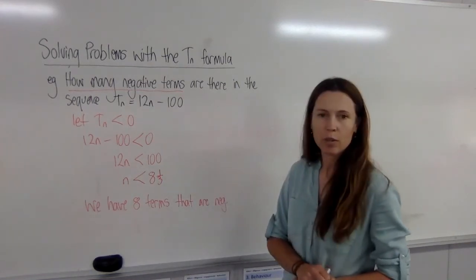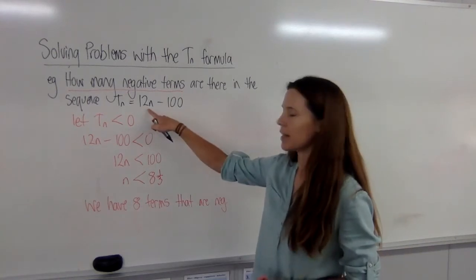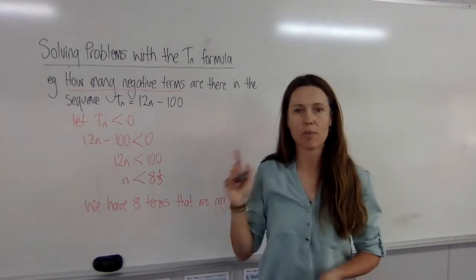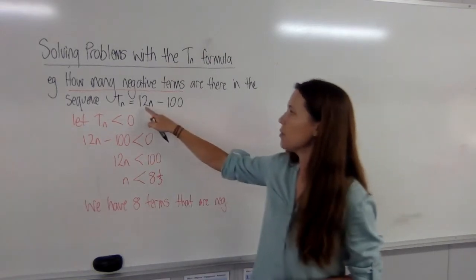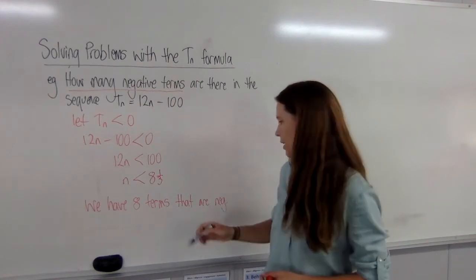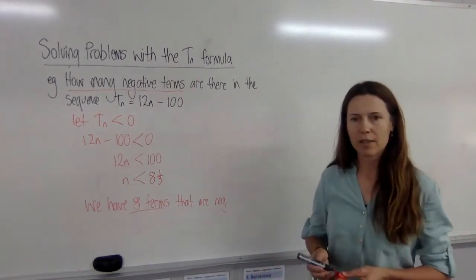Check what the 8th term would be. It's very quick and easy to do. 12 eighths is 96, and 96 minus 100 is minus 4. So yeah, the 8th term is negative. The 9th term, well, 9 12s, that's bigger than 100, so we're going to get a positive answer for that. So that just confirms that I've done the right thing.